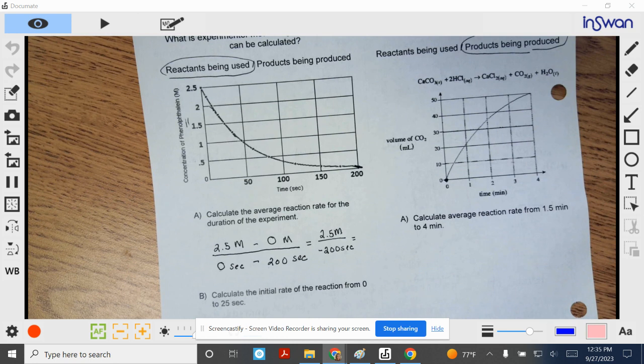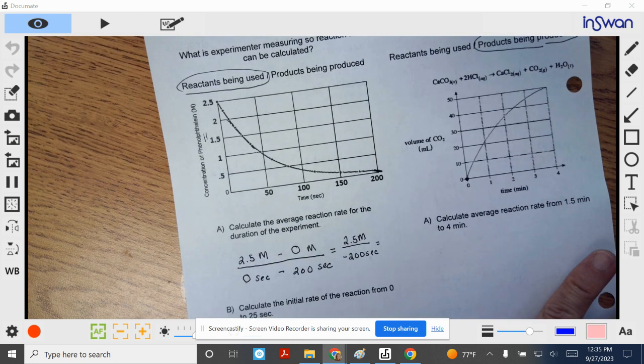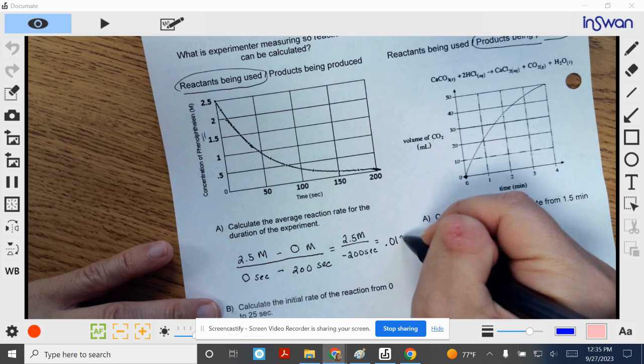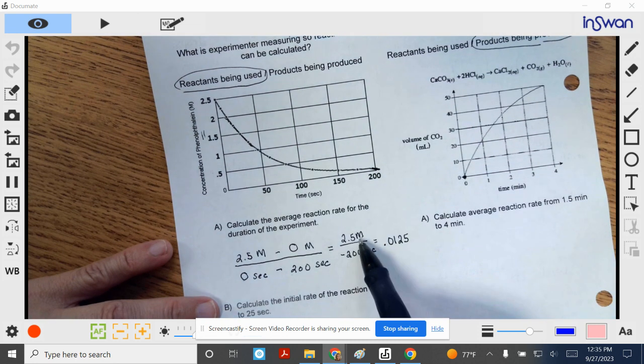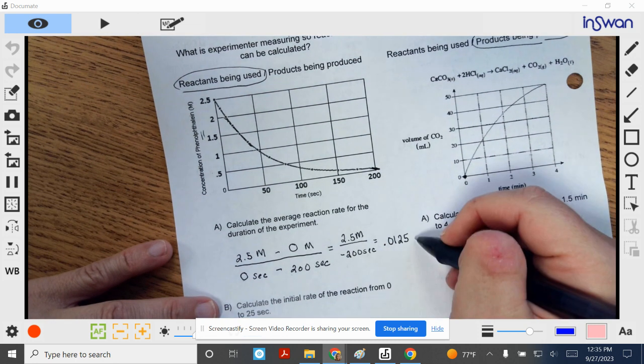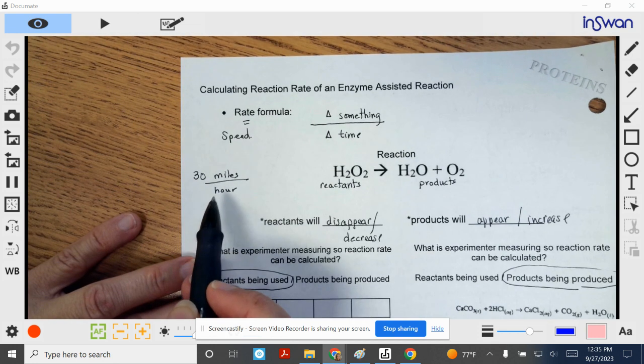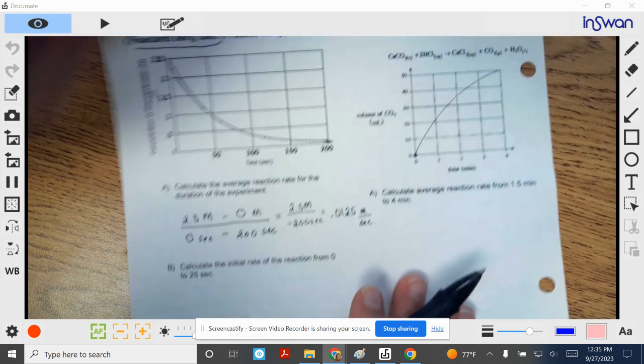Let me see if I can find a calculator real quick. Okay, so then my reaction rate is 0.0125. Now let's talk units. All you do is write what you have here: moles per second, just like up here, I had miles per hour. Okay, all right. So let's do this over here.